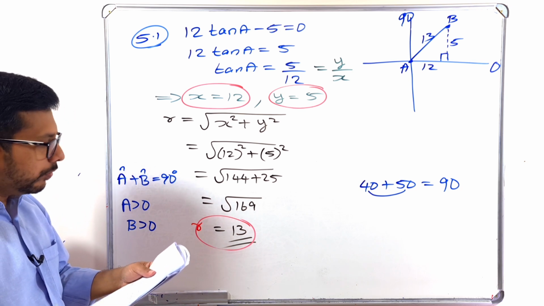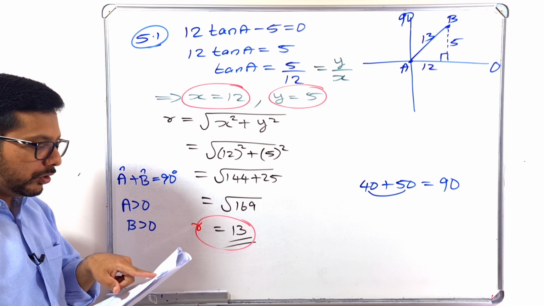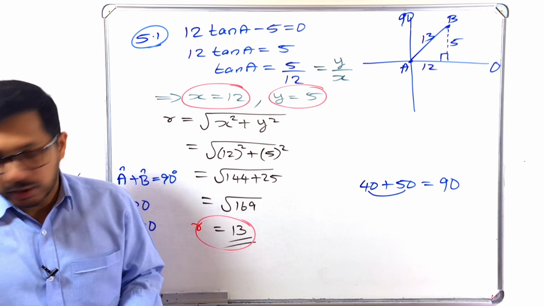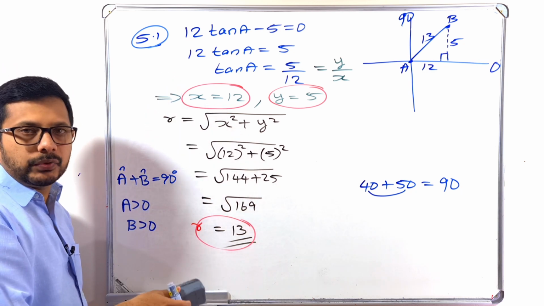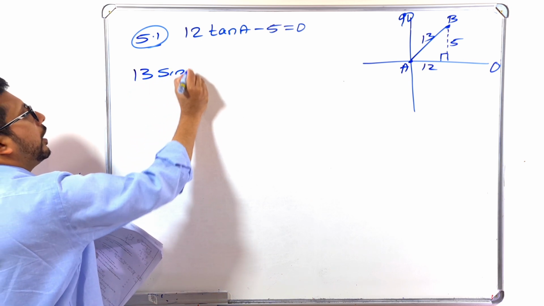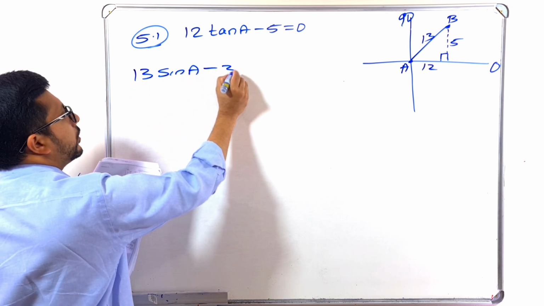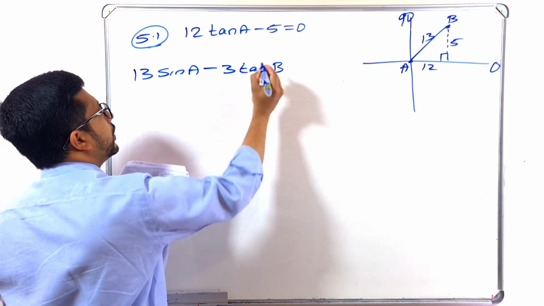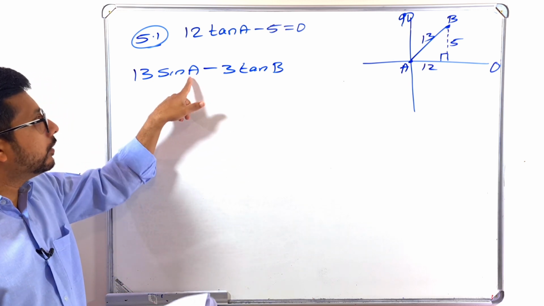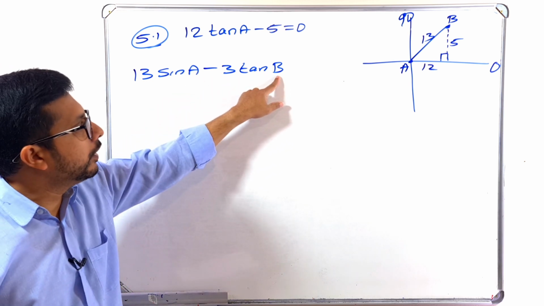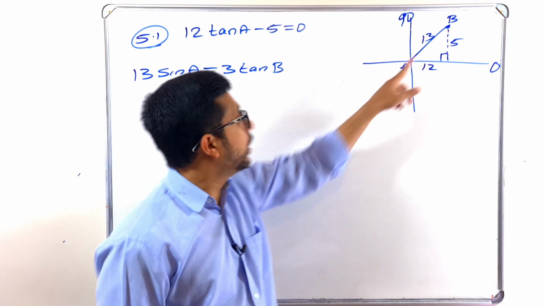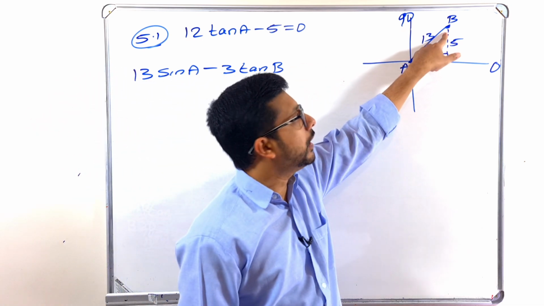Based on this, we have to find the value of 13 sin A minus 3 tan B. Those who didn't write this, you have to write it first, then listen. So 13 sin A minus 3 tan B, this is what you want to find. Don't make any mistake there. Here the angle is A and here the angle is B. So this one you have to write based on angle A, and this one you have to write based on angle B.